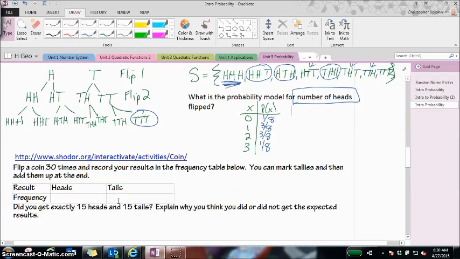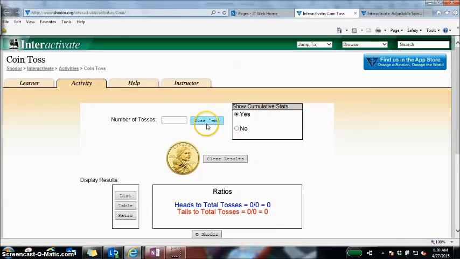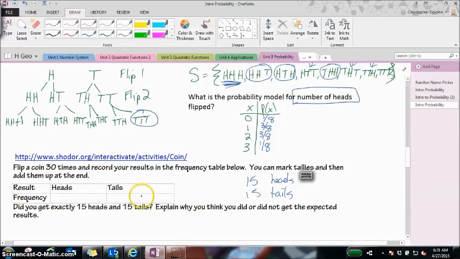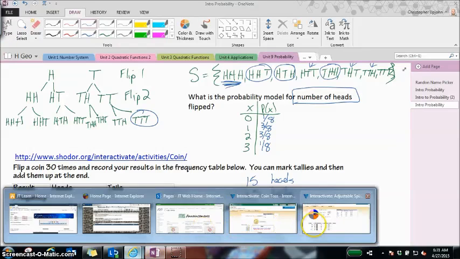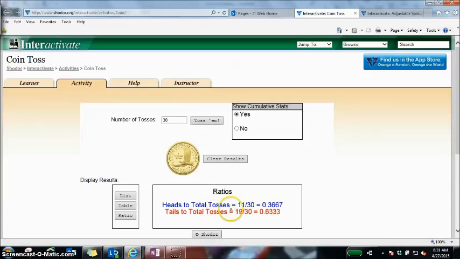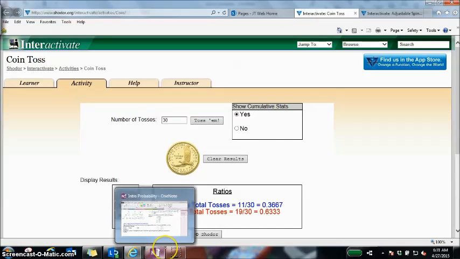All right. Flip a coin 30 times and record your results in the frequency table below. We thought from our warm-up we should get 15 heads. And then 15 tails, of course. It only makes sense. So if we go flip our coin 30 times, we have our ratios down here. Looks awesome. It takes a while. It's a nice coin though, at least. So we got 11 and 19. Was it exactly 15 and 15? No. Is it that even? No, not really. So we had 11 heads and 19 tails.